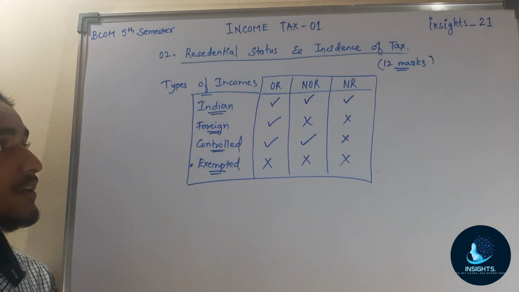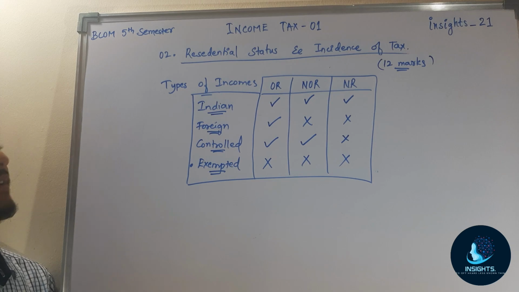So this is how I would like to sum up chapter 2, that is residential status and incidence of tax, in income tax 1 for BCOM 5th semester students. So these are the most important things that we discussed in chapter 2. With this, we can solve 4 marks as well as 12 marks questions which arise from this particular chapter. So in part 2, keeping these tricks, we will solve the questions which arise from chapter 2. So these tricks are very important.